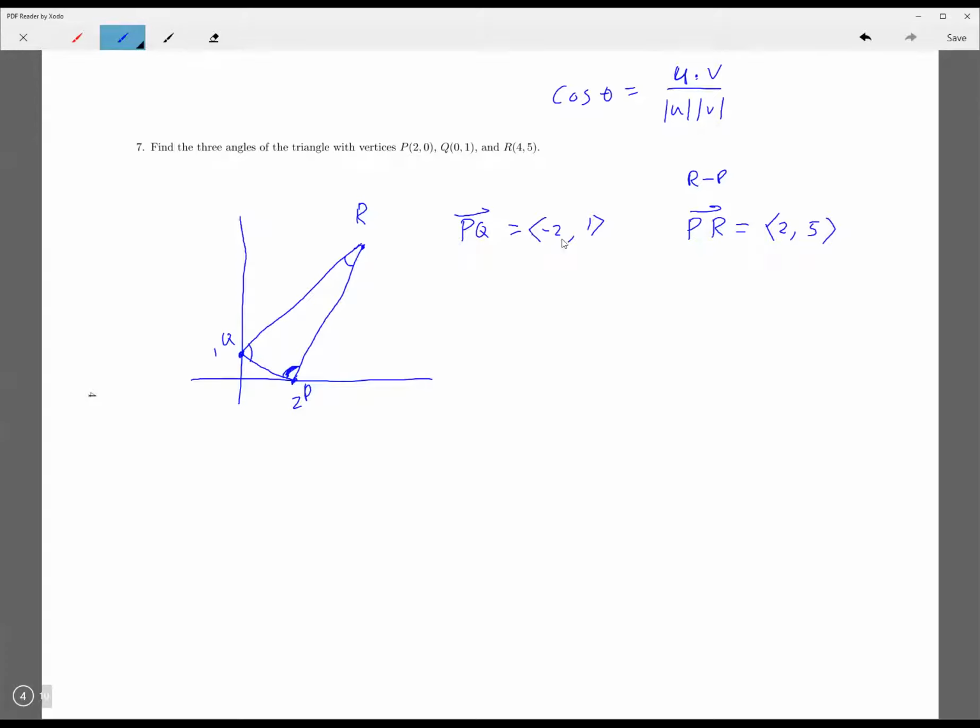Now you can consider this to be U and that to be V in this formula here. So the cosine of that angle is going to be the dot product of those two. Maybe I'll write that down. It's the dot product of PQ and PR, all divided by the length of PQ.